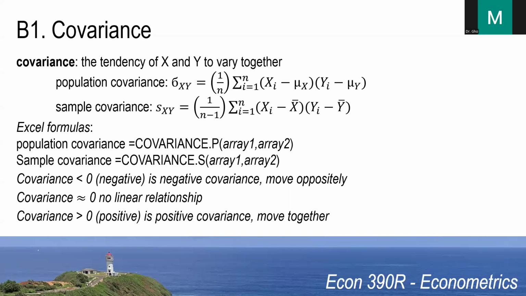And the way you interpret this is, if it's negative, then they move oppositely from each other. If it's around zero, then there is no linear relationship. It doesn't mean they're not related. It probably does, but it means there's no linear relationship. If you have a nonlinear relationship between the two, that could be manifest with a covariance of zero. If the covariance value is positive, then they do move together. Let's look at some data.